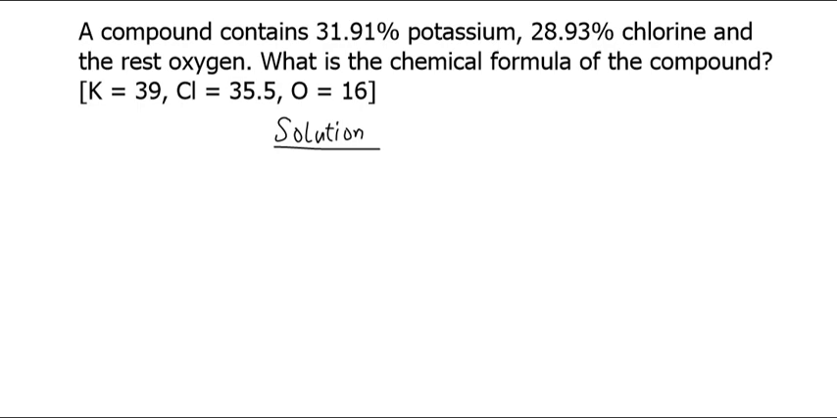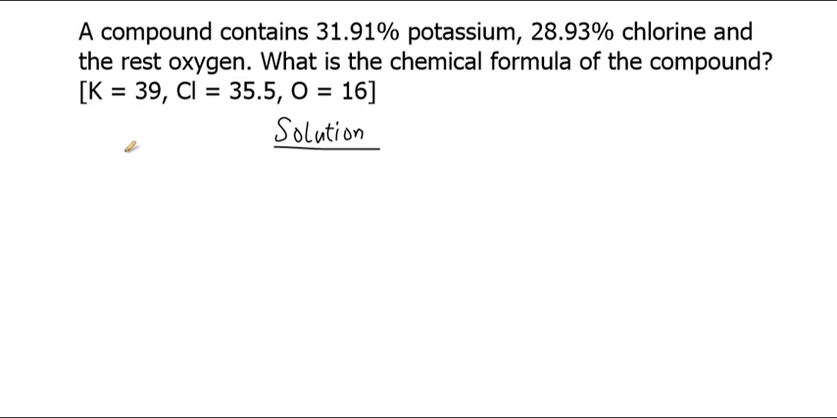In the question above, we have been asked to calculate the chemical formula of the compound, whose elements are potassium, chlorine, and oxygen. We are given the percentage composition of each of them except oxygen. First things first, we are to calculate the percentage composition of oxygen present in the compound.